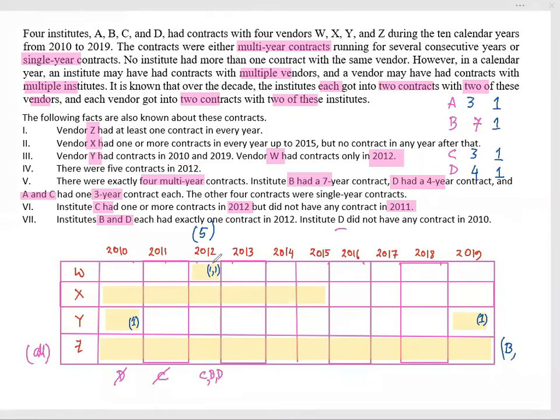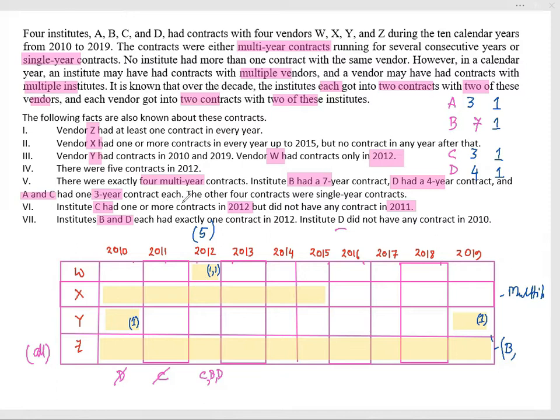We can see that in 2012, there are 5 contracts. We have also seen that in Y, there are single contracts in 2010 and 2019. W, there would be 2 contracts, as everyone is taking 2 contracts. So W, 2 contracts in 2012, 2 institutes, it must be. So this way 4 single contracts are done. Now X has a multiple-year contract, and this is also a multiple-year contract. This one and this one in this case. Now here B appeared in the Z multiple-year contract.